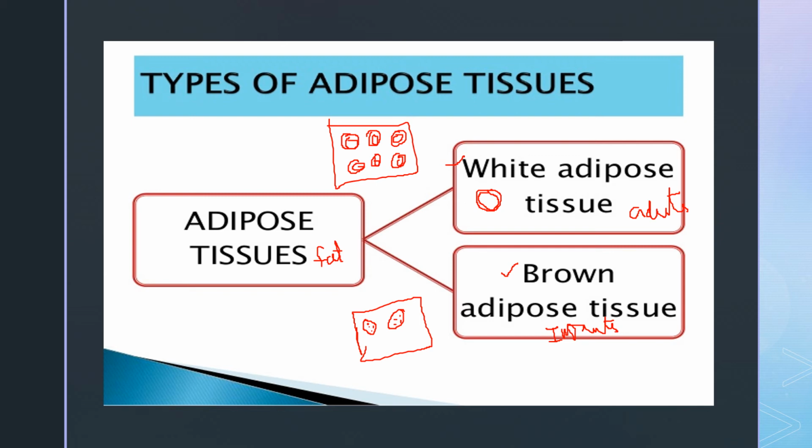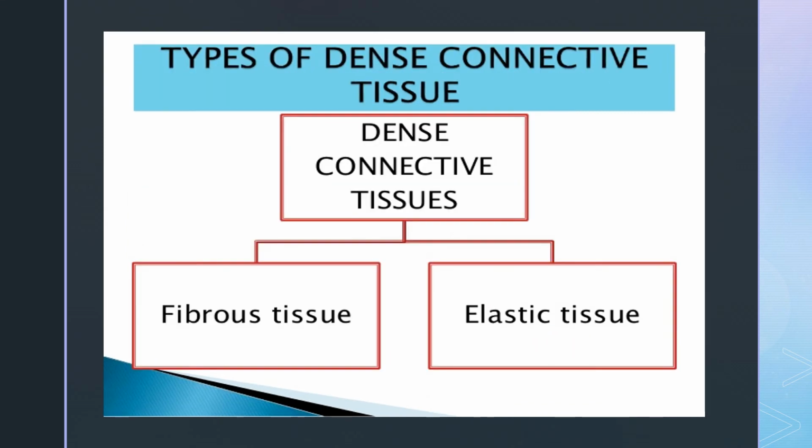Okay, and in the brown adipose tissue, why it is brown means it is highly vascular in the newborn baby. As there is a rich supply of blood, it is brown in color. Whereas white adipose tissue does not have this many blood vessels, and it is metabolically less active. Brown adipose tissue is highly vascular. And the next type is reticular connective tissue. It is present in the lymphoid tissue.